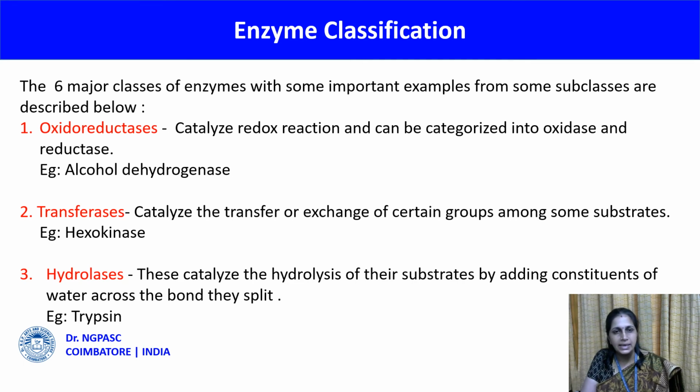These are a group of enzymes which catalyze redox reactions, and they can be categorized into oxidases and reductases. For example, alcohol dehydrogenase. The second major class is transferases. Transferases are enzymes which catalyze the transfer or exchange of certain groups among the substrates. For example, hexokinase. Third class is hydrolases. These are enzymes which catalyze the hydrolysis of their substrate by adding constituents of water across the bond they split. For example, trypsin.